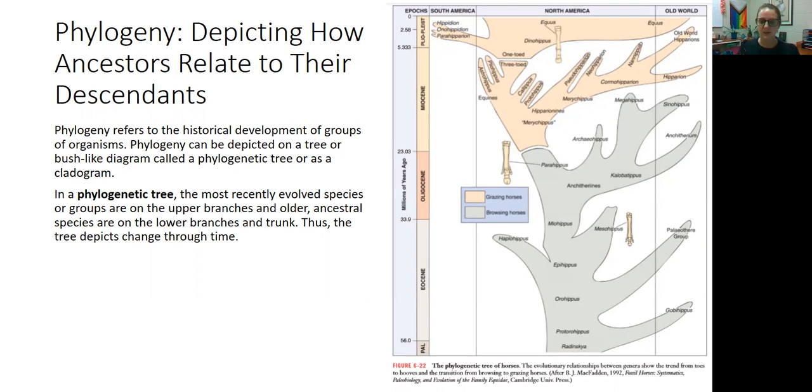So a phylogenetic tree is the way we draw and think of life evolving through time. Right? What organism evolved into what organism evolved into what organism through time, right? And in what location.